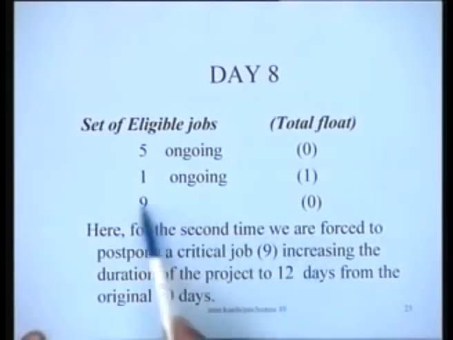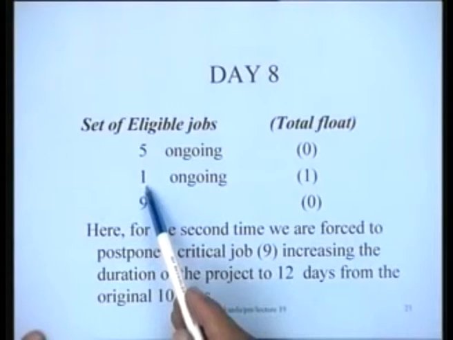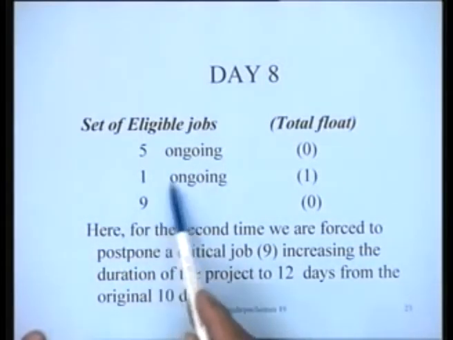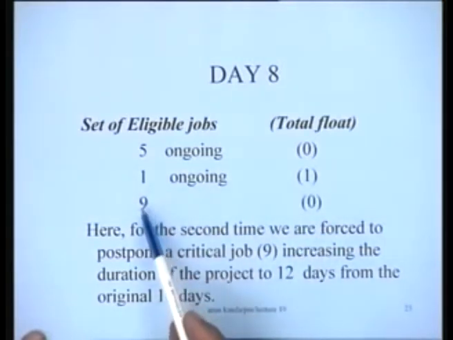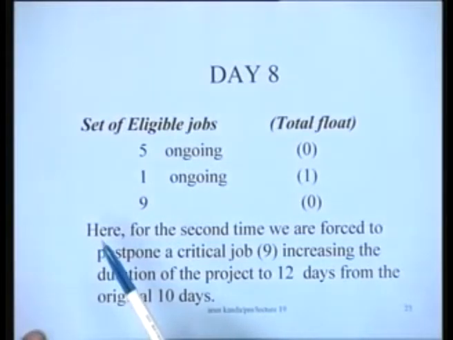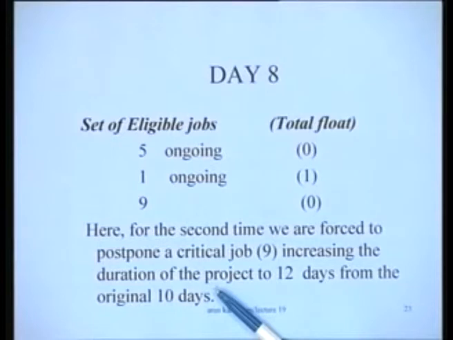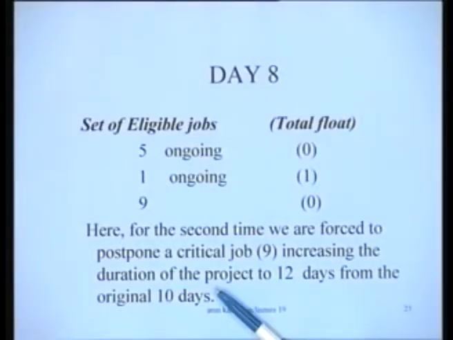So here for the second time, what happens is on day 8, we cannot accommodate job 9 along with these 2 jobs, nor can we reschedule 1 because it will not release enough resources to accommodate job 9. So even rule 3 will not help us. So here for the second time, we are forced to postpone a critical job, job 9, increasing the duration of the project to 12 days from the original 10 days. This is what has happened. So whenever you take a decision to postpone a critical job, like we are doing for the second time in this procedure so far, the project duration has now increased from 11 to 12. It has increased by 2 days from the original project duration.